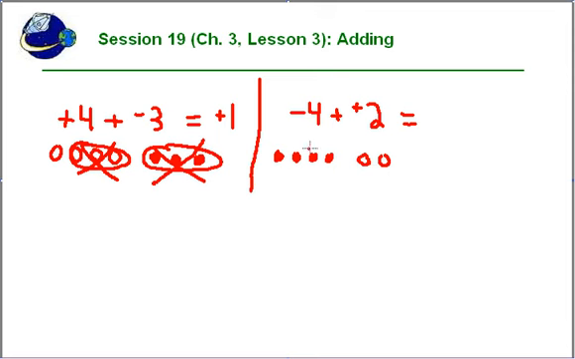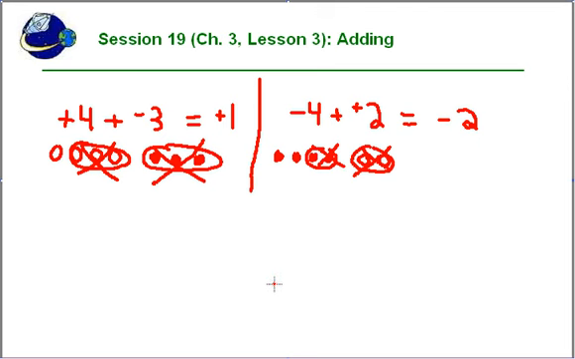What happens when these 4 antiparticles interact with these 2 particles here? These 2 particles will interact with 2 of the antiparticles and they'll wipe each other out. After that occurs, what are you left with? You're left with 2 antiparticles. And what do the 2 antiparticles represent? A minus 2, or a negative 2. So if you start off with minus 4 and you add a positive 2 to it, you're left with a minus 2.